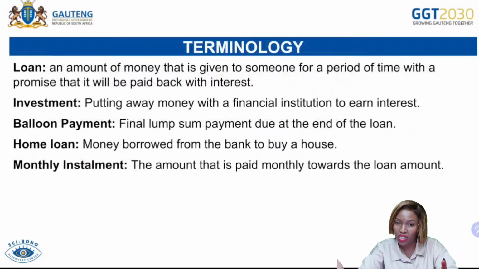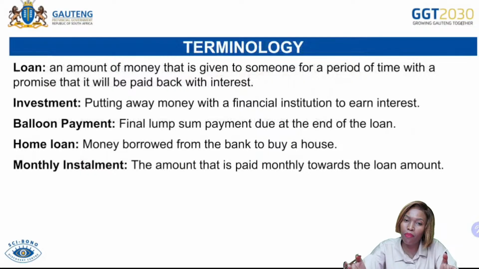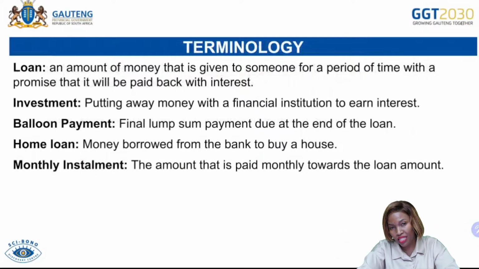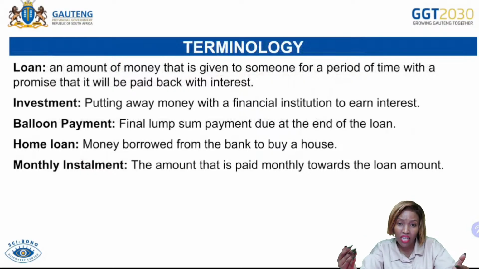When you borrow your friend 20 rands and they will pay it back as 30 rands, it means you gave them a loan because they are paying it back with an added interest. When you talk about investment, this is a process whereby you put away money for some time, and when you get it back, you get it back with added interest. In that case, we're saying that you were investing.